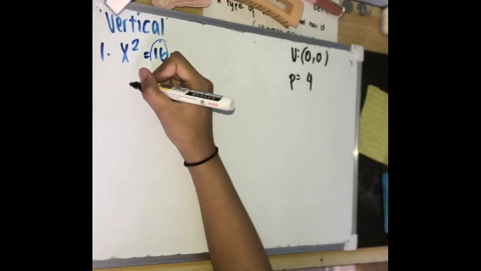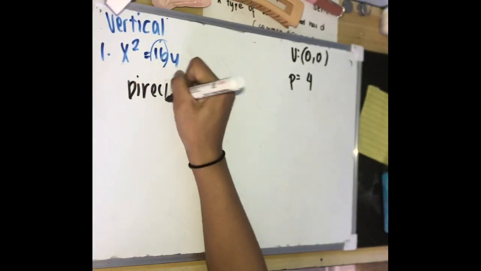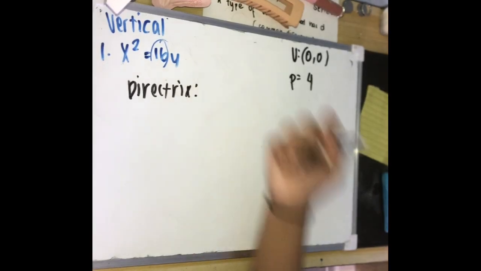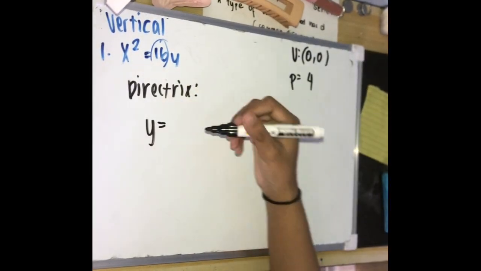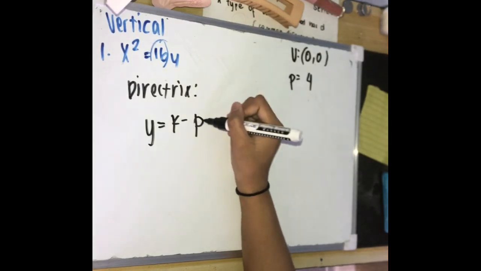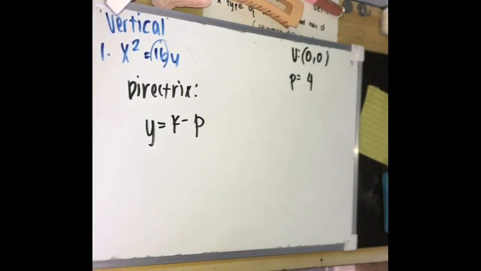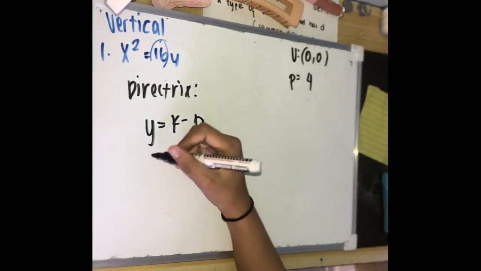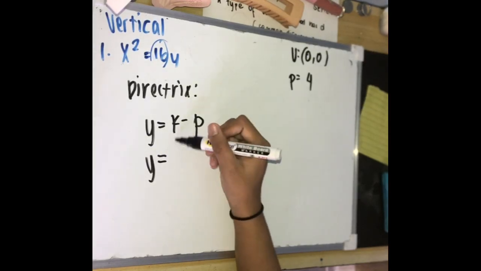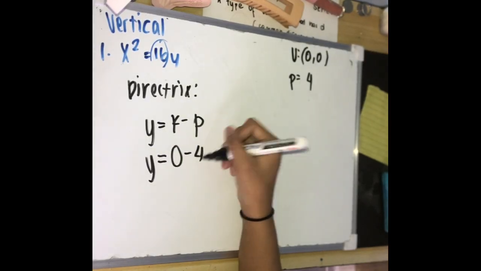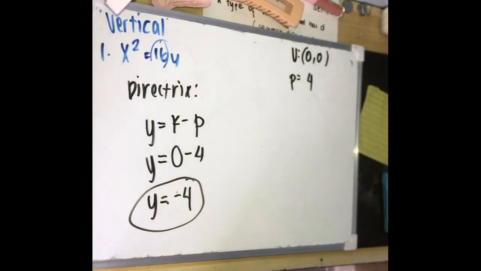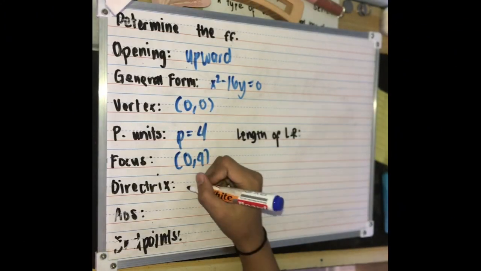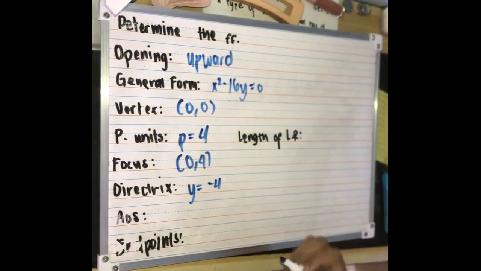So, to find the directrix of this given, we're going to use the y equals k minus p. Since upward po yung given sa atin, so we're going to use the upward formula. So, here, our k is 0 and our p is 4. So, basically, our answer for this is negative 4. So, ito po yung directrix natin. So, our directrix is y equals negative 4.